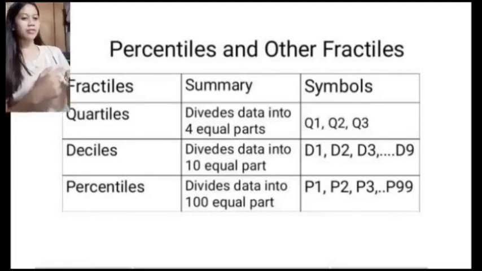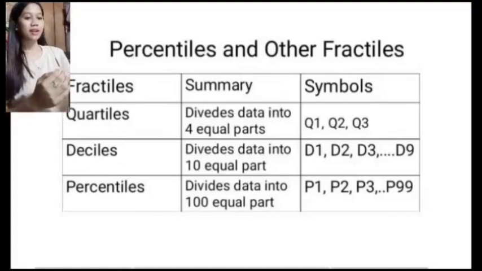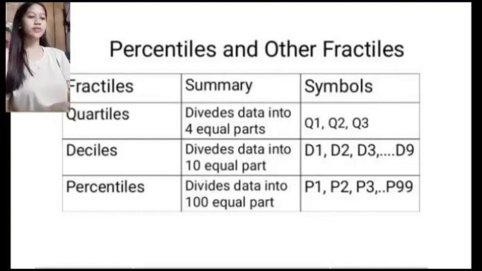We can also find percentiles and other divisions. Quartiles means dividing the data into 4 equal parts, so we get Q1, Q2, Q3. Deciles means dividing the data into 10 equal parts, so you get D1 to D9.